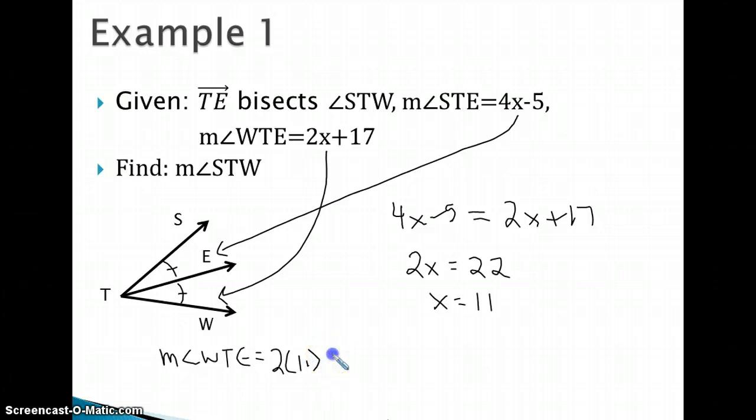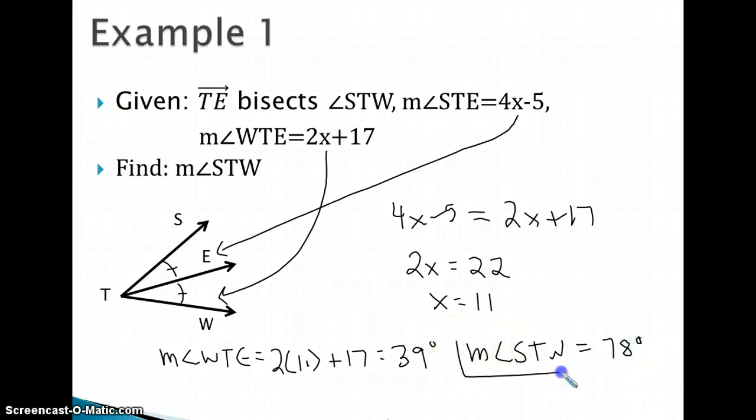So 2 times 11 plus 17 is going to give me 22 plus 17, so 39 degrees. I want STW, which is the entire angle. It's made up of 2 equal pieces. So the measure of angle STW is double 39, which is 78. And there's my angle. Again, the other choice was to plug it into STE. You should see that that's also 39. And when you take 39 plus 39, you get 78 as well.